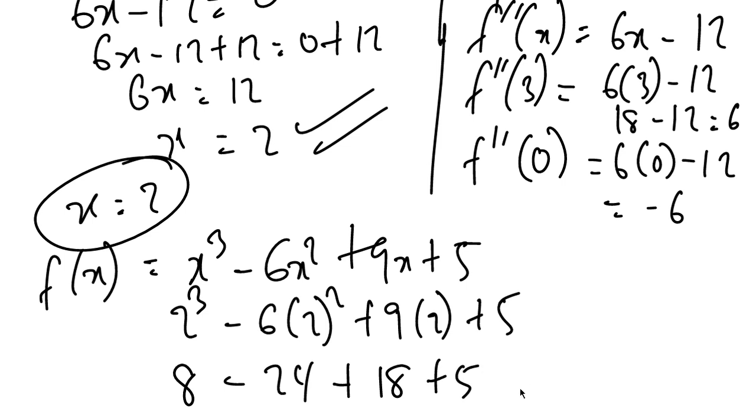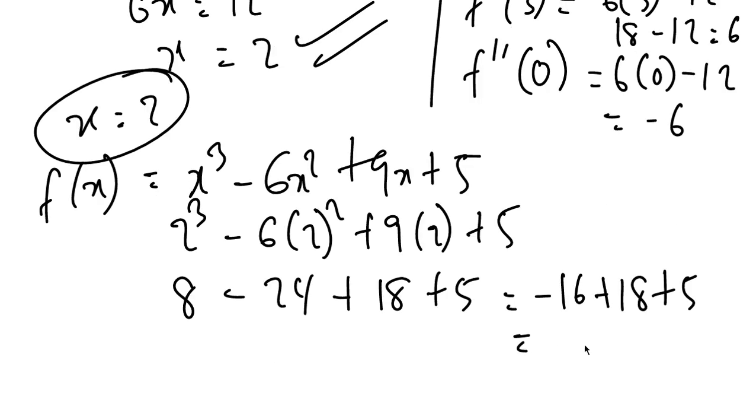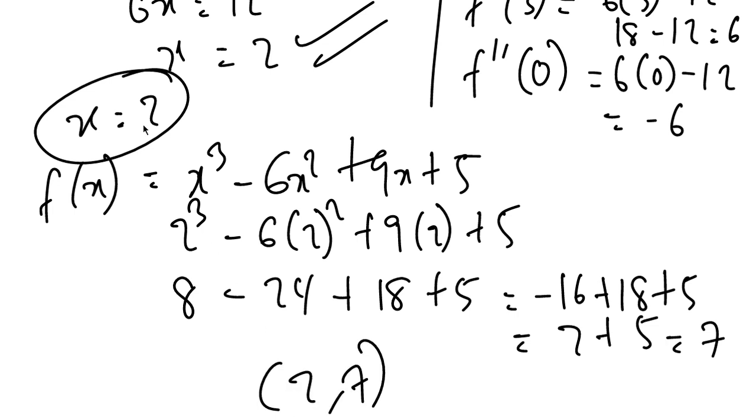So 8 minus 24 is negative 16, plus 18, plus 5. Negative 16 plus 18 is 2, and 2 plus 5 is 7. So we can see that the point of inflection is (2, 7), because we got this x value by equating the second derivative to 0 and then getting the output from the original function.